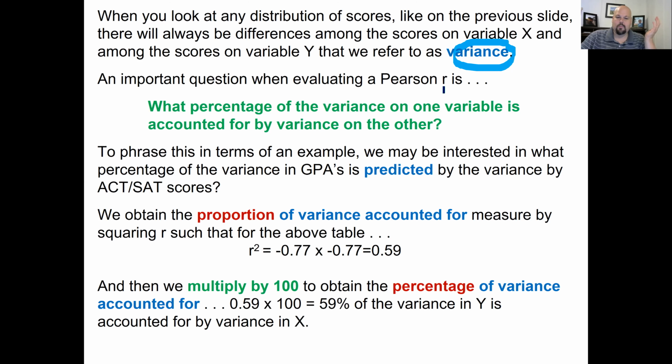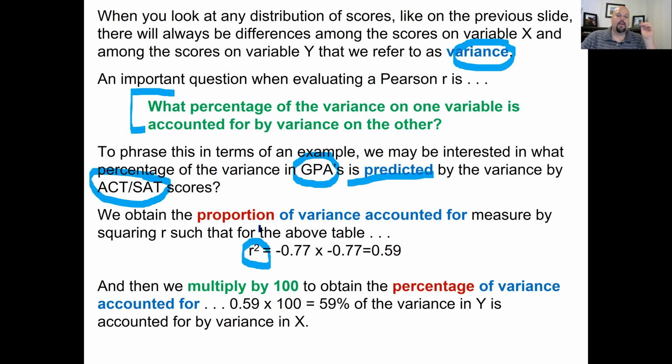So an important question when evaluating a Pearson R is what percentage of the variance on one variable is accounted for by the variance on the other variable. To phrase this in something that might make more sense, we may be interested in what percentage of the variance of GPA is predicted by variance of ACT scores. Your ACT or SAT scores may relate to your GPA, but how much? It's not everything, because it would be the same measure. So there are slight variations, but we can measure and examine that by doing R squared.